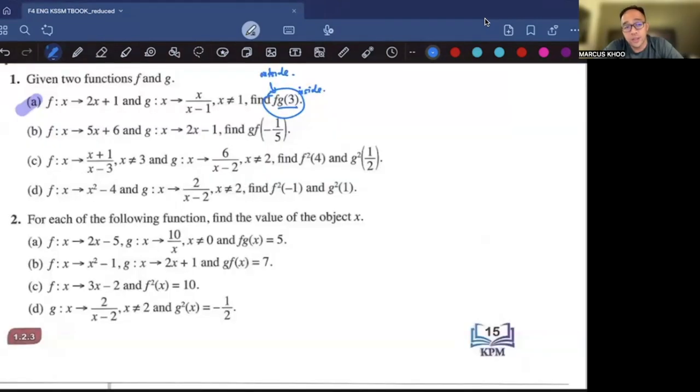The second question, b. f(x) is 5x plus 6, g(x) is 2x minus 1, find gf(negative 1 over 5). Now, this one I feel is a little bit simpler, so I'm not going to answer this question. The answers are at the back of the book.